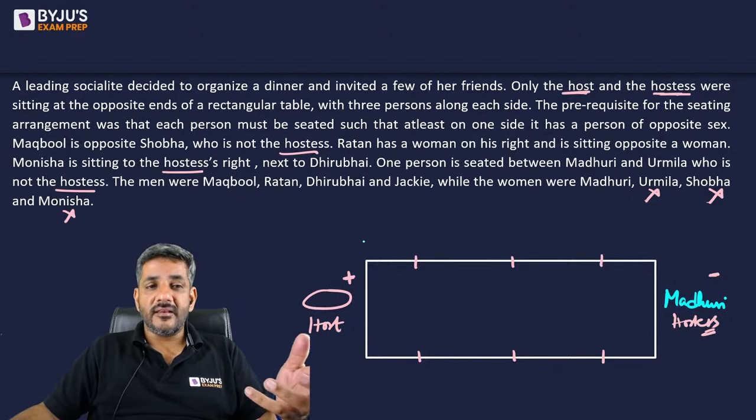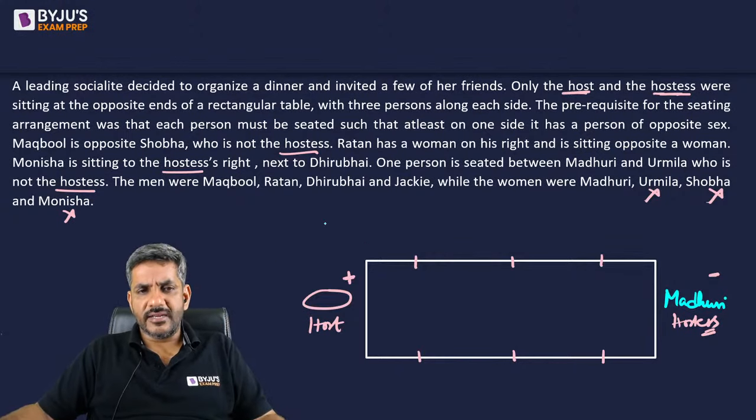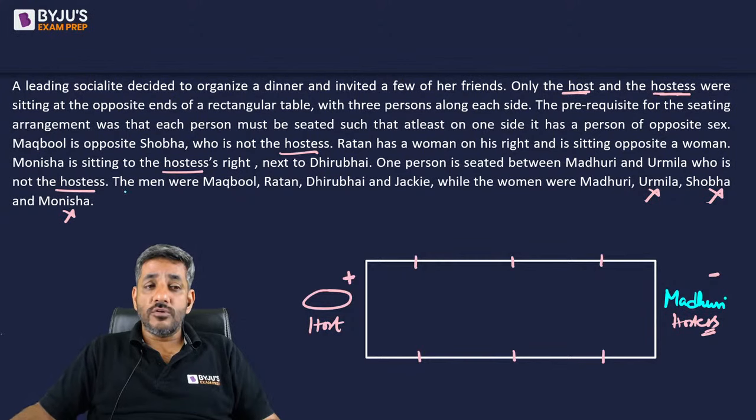Okay, Madhuri is the hostess. And once this is there, our work will keep moving forward. How? Come here. One person is seated between Madhuri and Urmila, who is not the hostess. This is not useful right now. Monisha is sitting to the hostess's right. This is important. Monisha is sitting to the hostess's right. So if the hostess is here, her right is here.